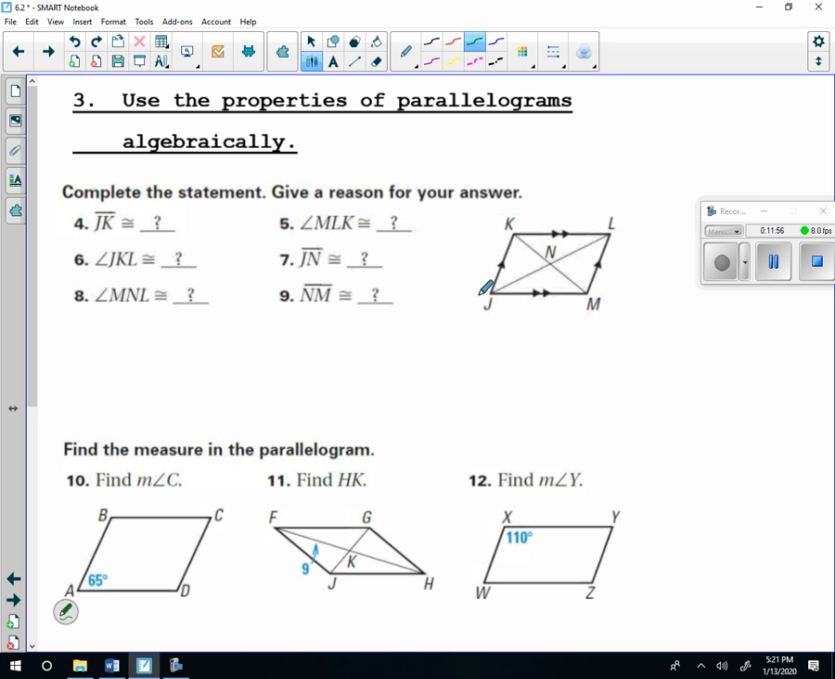Number 9, segment NM would definitely be congruent to segment KN. So the blank for number 9 should be segment KN, the blue segment. Why? Because if that's a parallelogram, the diagonals bisect each other.